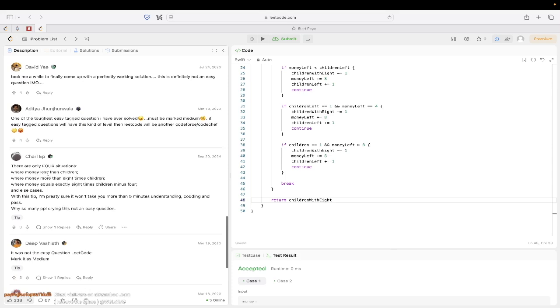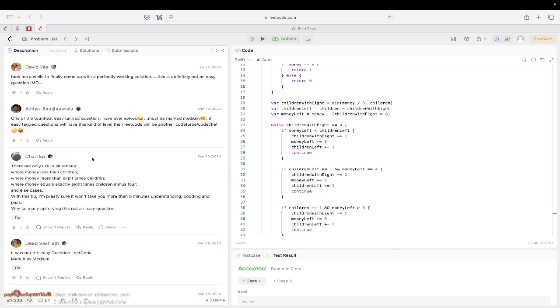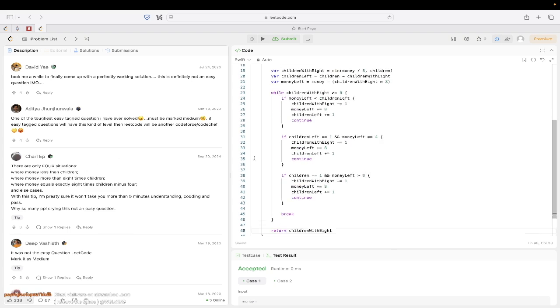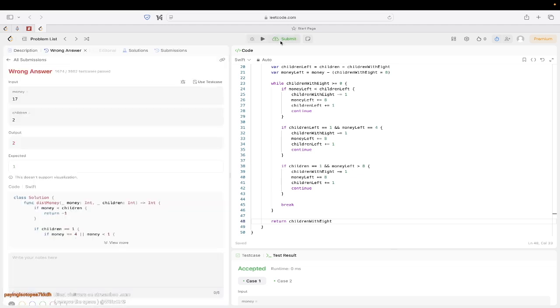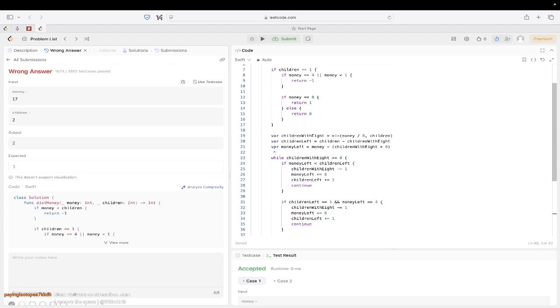Okay, so where the money is less than the children, we take care of that. Where the money is more than 8 times the children, where the money is exactly equal. Yep. Okay, so let us submit it. That's a lot of test cases. So I passed like half.